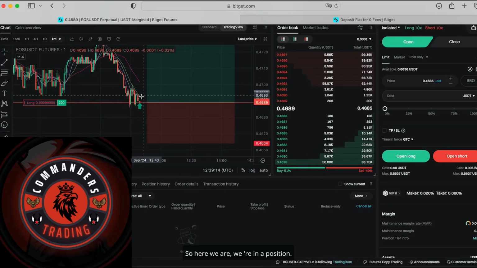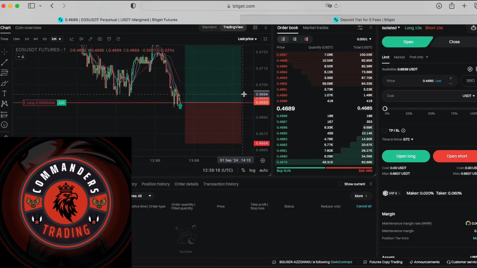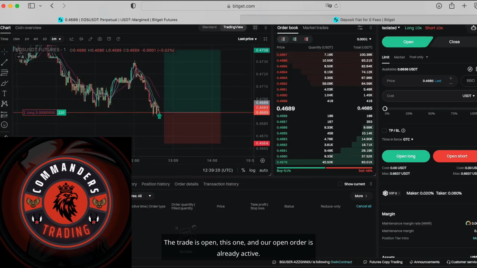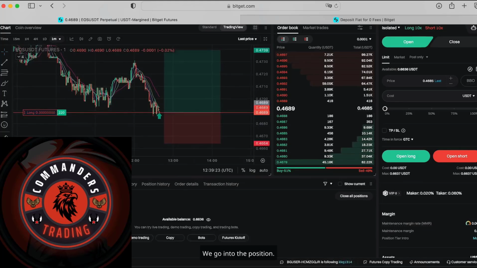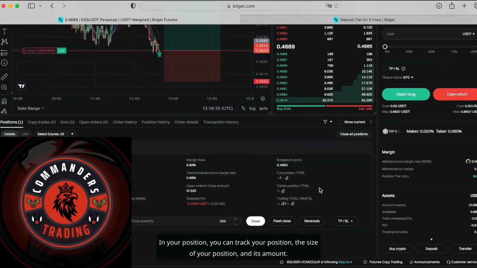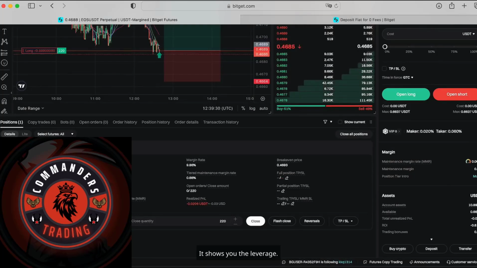So here we are, we're in a position. We have a buy. The trade is open, and our open order is already active. We go into the position. In your position, you can track your position, the size of your position, and its amount. It shows you the leverage. Here is your unrealized P&L.